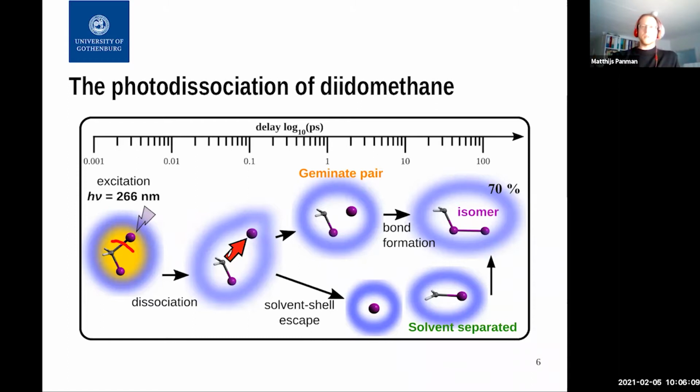And at some point, the iodine atom encounters the solvent shell. And at this point, there's a certain probability of escaping the shell, and then you generate solvent-separated species. Or if it doesn't do that and it stays within the solvent shell, you have a geminate pair. And from this geminate pair species, you can form a transient photoisomer shown here.